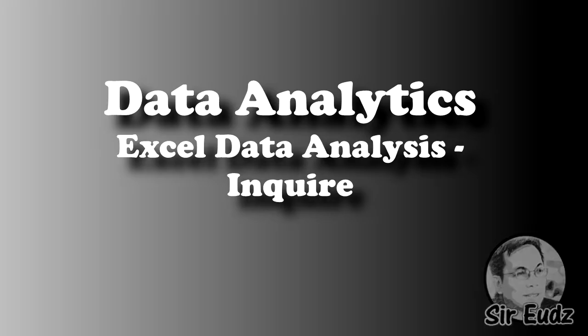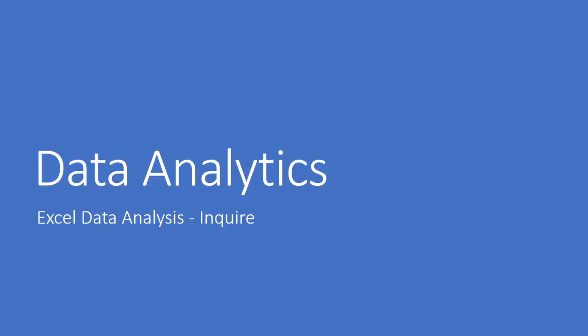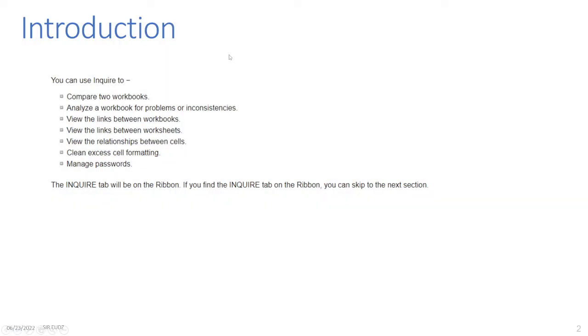Okay, so for this video, we'll be using the Inquire feature of Excel. Introduction. You can use Inquire to compare two workbooks, analyze a workbook for problems or inconsistencies, view the links between workbooks, view the links between worksheets, view the relationships between cells, clean excess cell formatting, and manage passwords.